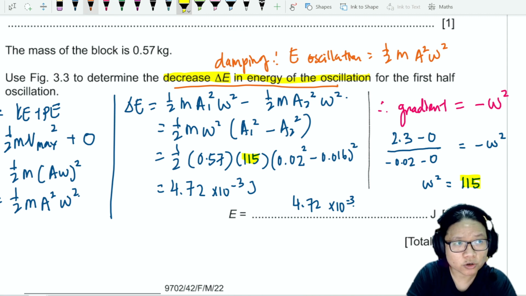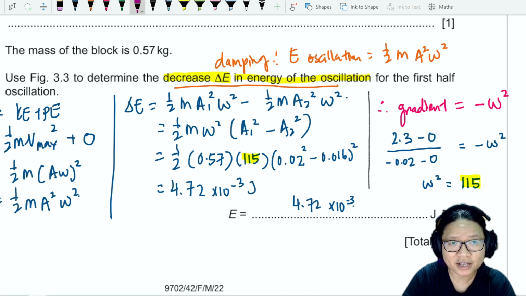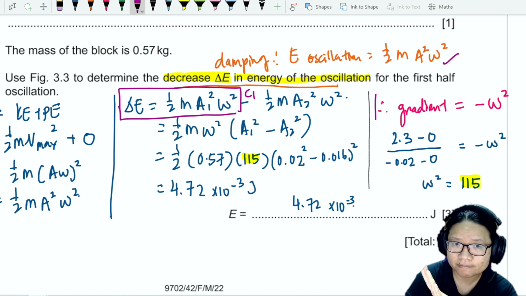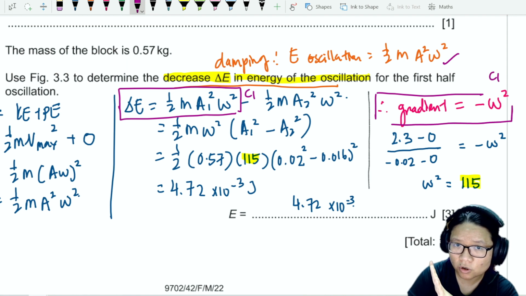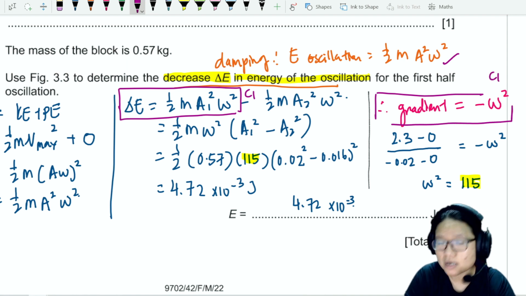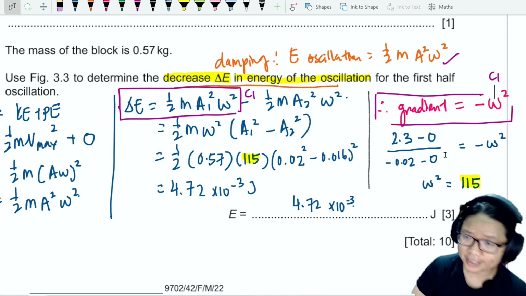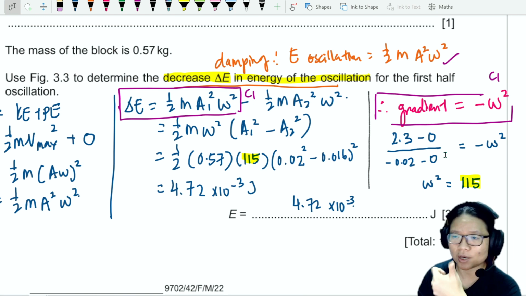So where do you get your marks? Well, the first one is writing this equation. Either you write energy of oscillation is this, or one of this equation is good enough. This one is C1. You are looking for omega, or omega is equal to gradient, is C1. They are not actually too fast about the calculation, as long as you show reasonable evidence. But of course, if you didn't write this identity, and it's quite obvious from your working that you look for the gradient and your value is the gradient, then okay lah, it's no problem.